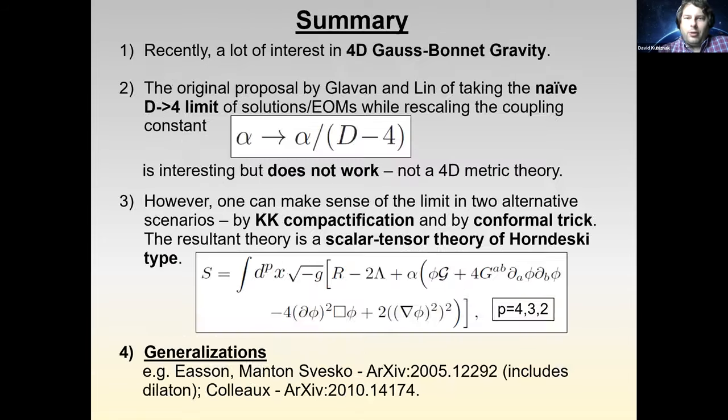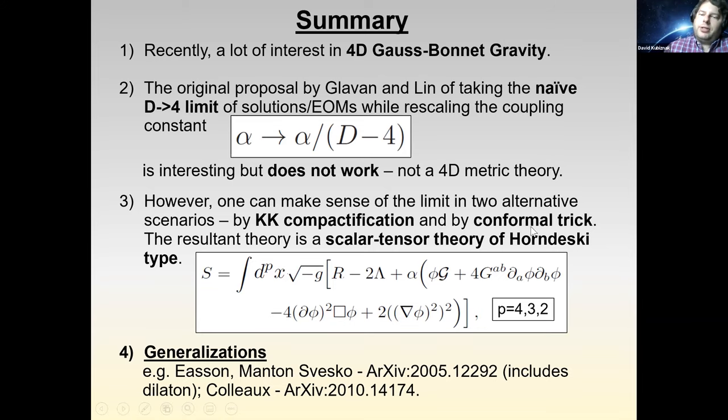All right. So maybe I have a little bit more time, but it doesn't matter. Let me just summarize what this theory is here. Recently there has been lots of interest in 4D Gauss-Bonnet gravity. What turns out is that the original proposal, which was done by Glavan and Lin, of taking the naive limit of the solutions of D-dimensional Gauss-Bonnet gravity upon rescaling the coupling constant like that, does not really work. It's not unique. It has problems. It simply does not work.